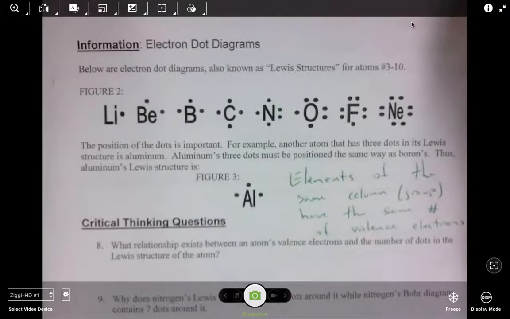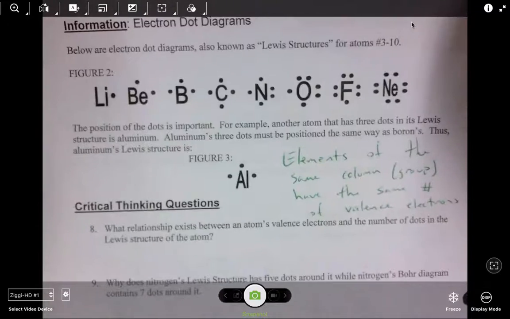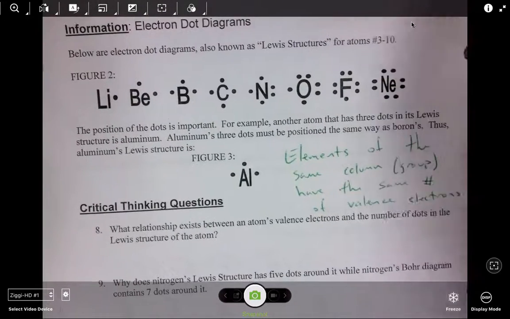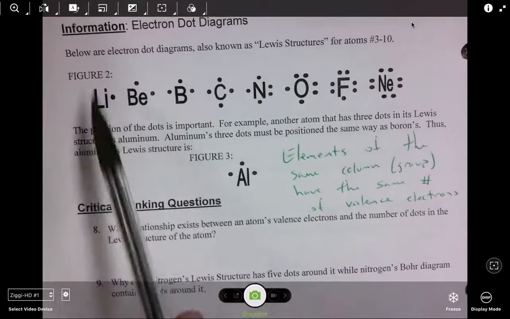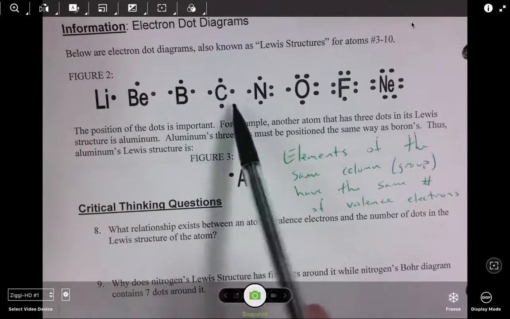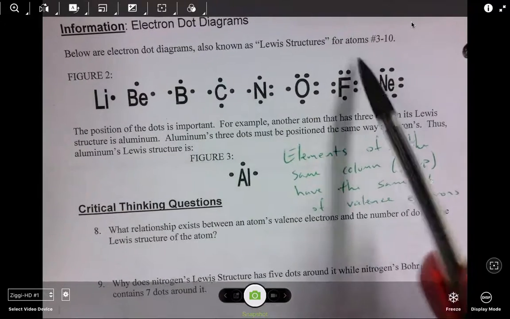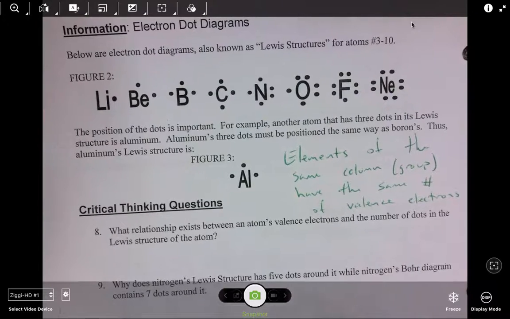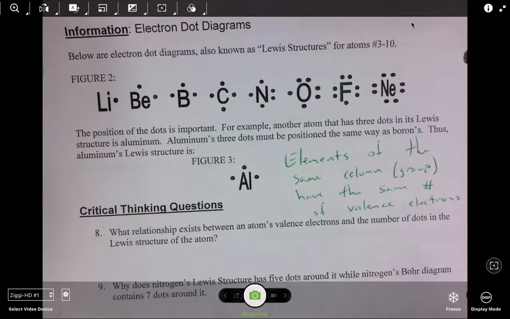And then one of the other sections, I think this is the last section. Yeah, the last section is electron dot diagrams. So in figure 2, we have examples of Lewis structures or electron dot diagrams for the atoms 3 through 10. So this is your entire second period on the periodic table.